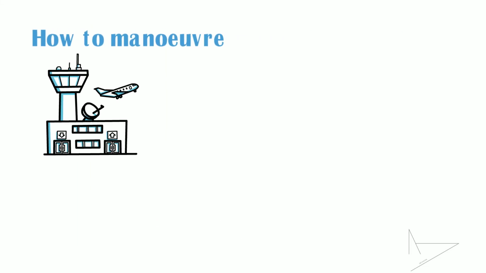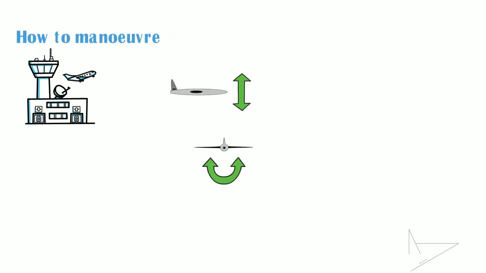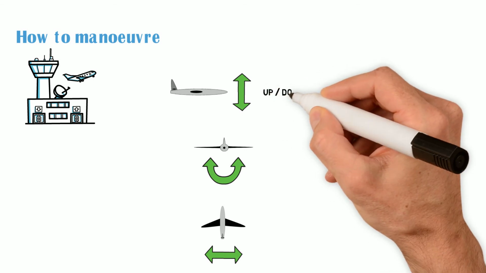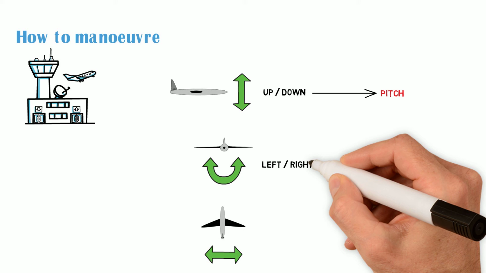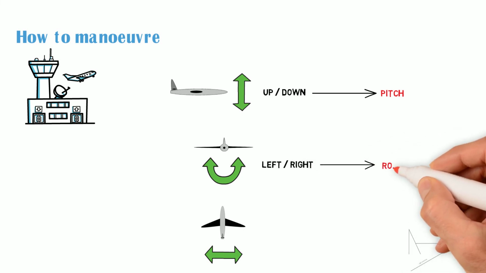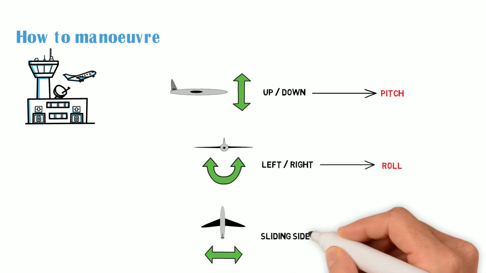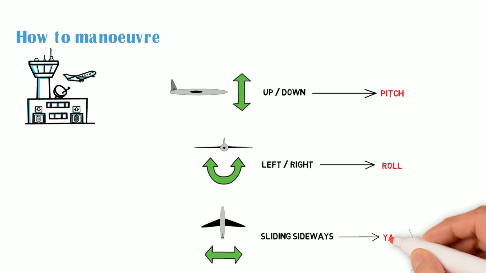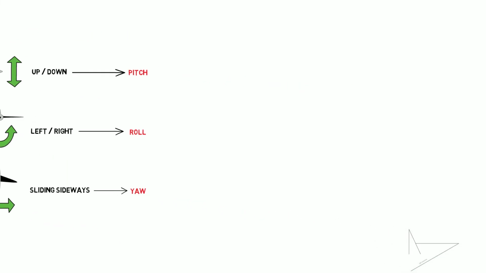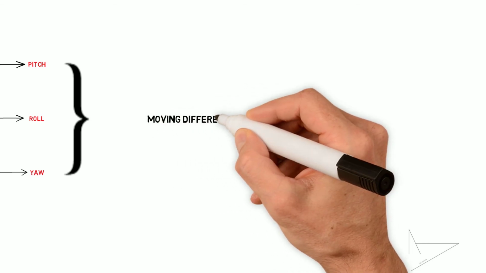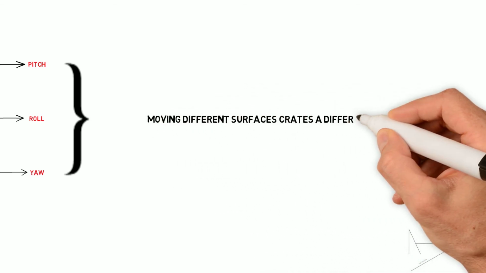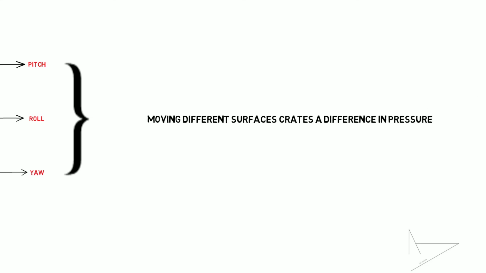How to maneuver? There are three directions you can move an airplane in. Up, down, called pitch. Left, right, called roll. And sliding sideways, called yaw. All these maneuvers are done by moving different surfaces of the airplane, creating a difference in pressure around them that makes the airplane change its attitude and subsequently its trajectory.